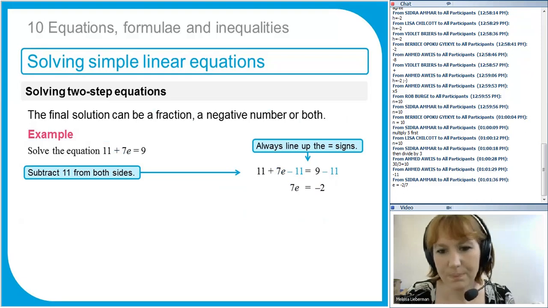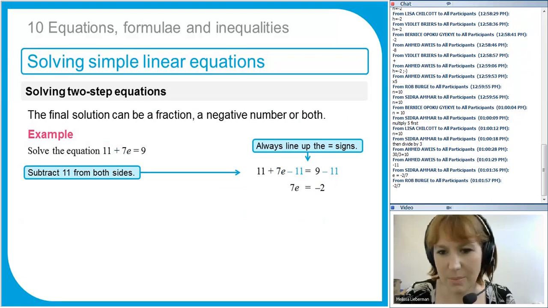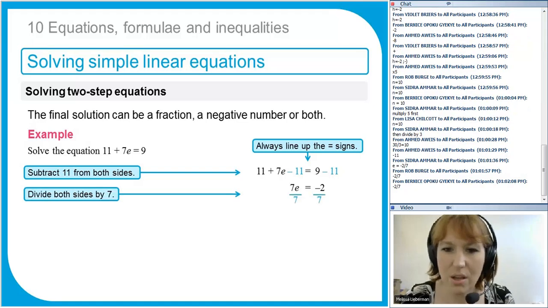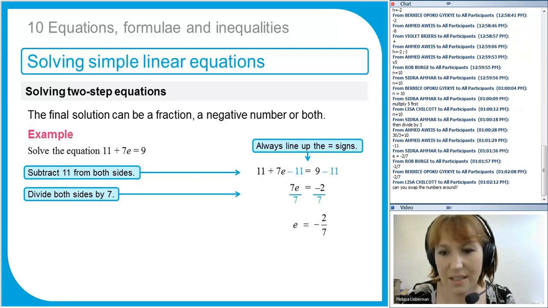How do I get e on its own? Well, I just divide both sides by 7. 7e divided by 7 is just e, which is what I wanted, and -2 divided by 7 is just -2 over 7. So really don't panic if you end up with fractions, just write it as a fraction and that's the answer, and that's completely fine, just leave it like that.